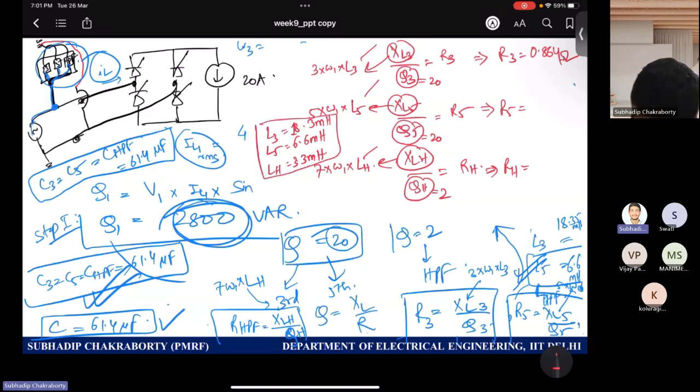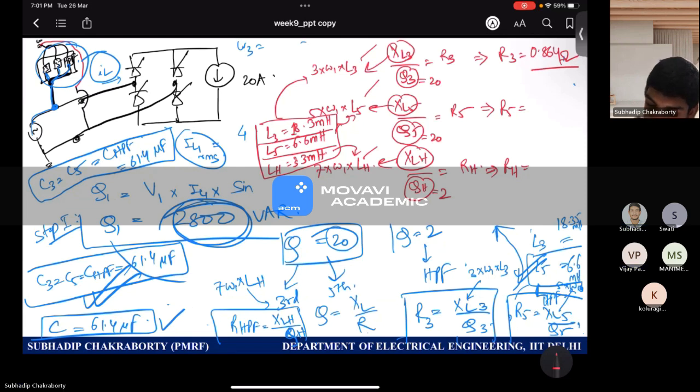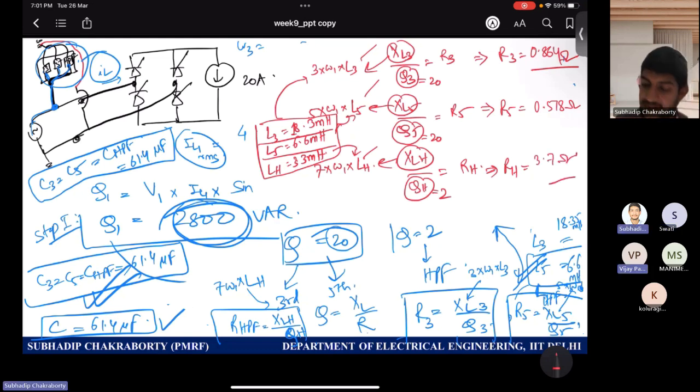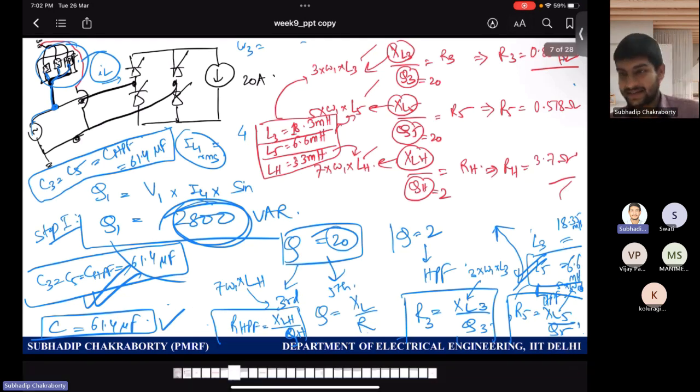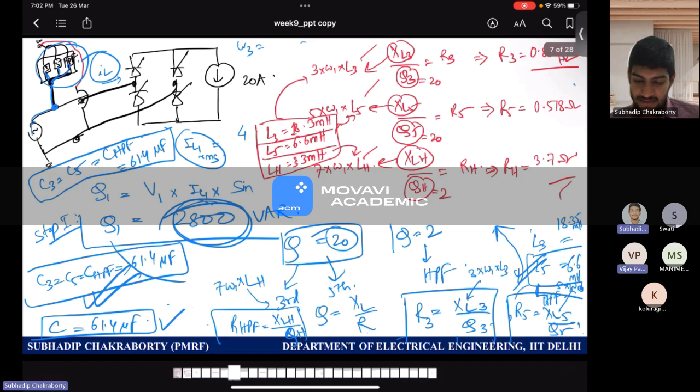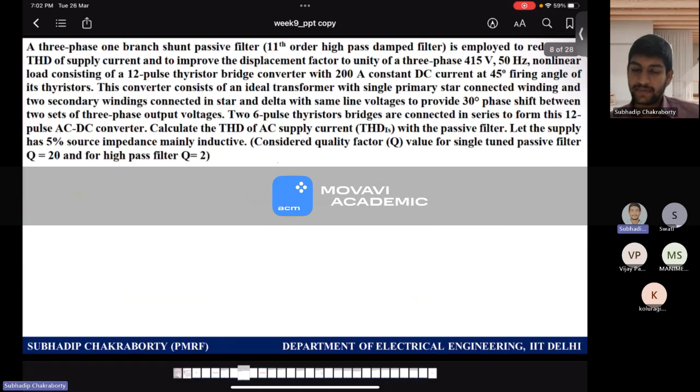So using these values, if you plug these values in, R3 is okay. What is R5? 0.518. Correct. And what is RH? 3.7. Correct. I have the answers with me, so it is correct. Okay, so this is easy. This is one variant that is very common to determine the parameter values of the passive power filters.